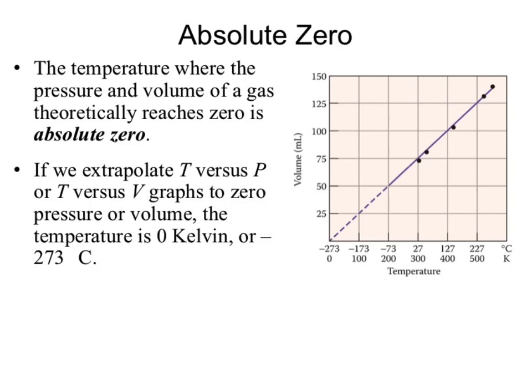So 0 degrees Kelvin is our limit. We can't go lower than that. We can get really, really close to it, but we've never achieved exactly 0 Kelvin. All right.